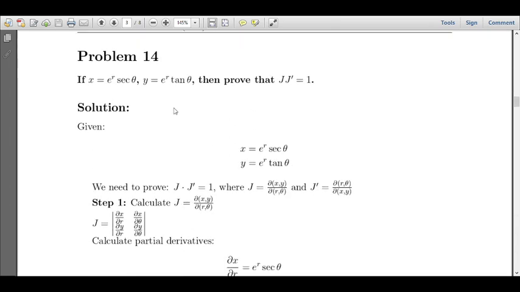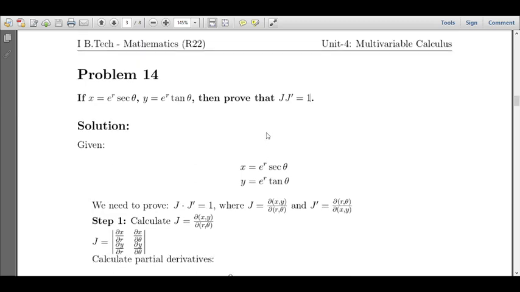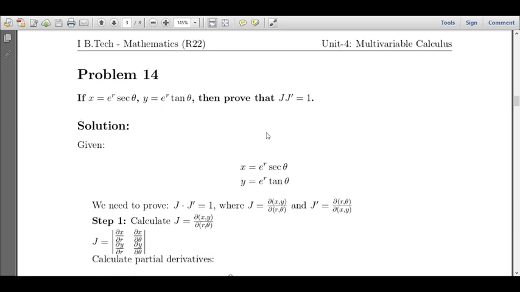Next problem. If x equals e power r secant theta and y equals e power r tan theta, then prove that J into J dash is equal to 1. So we are here verifying the reciprocal property of Jacobians. But how to calculate that? First we will calculate the Jacobian.